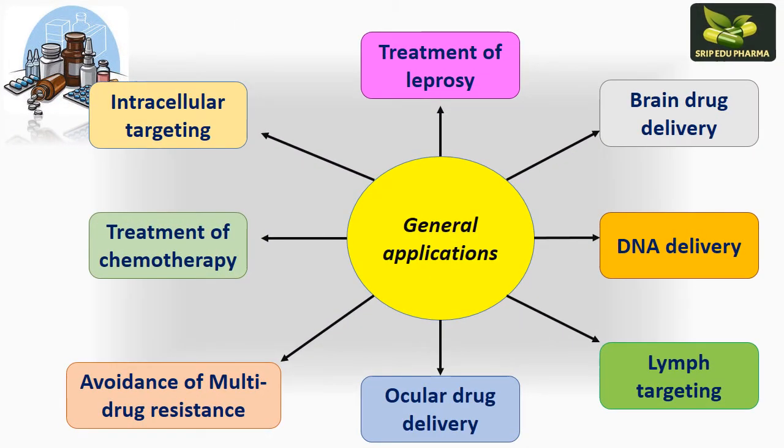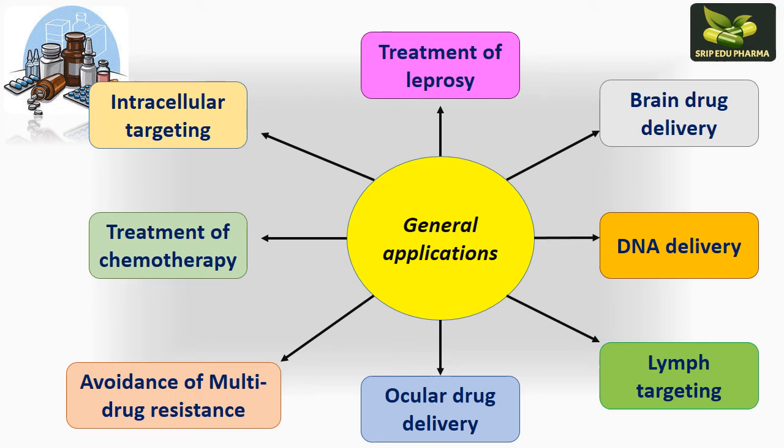Now comes the most important thing, that is the application of nanotechnology in pharmaceutical sciences. So the general application includes intracellular targeting, which is the most important thing running nowadays. Then comes treatment of leprosy. There are so many cases in which the infection is underlying, and in those cases nano carrier systems have played a very critical role to improve the patient compliance as well as in curing the disease. Then in brain drug delivery, dendrimers are a good example of giving drugs in brain drug delivery.